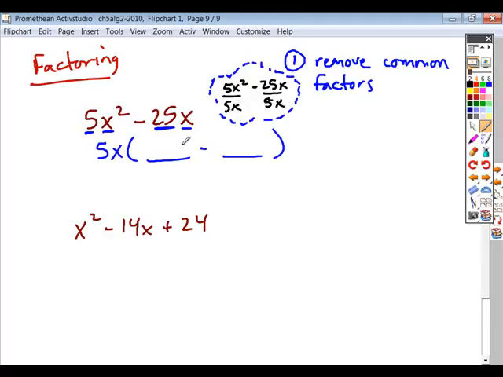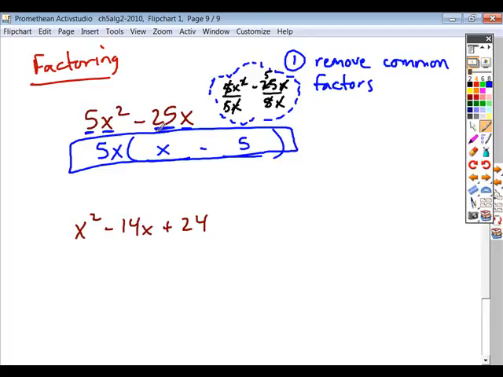So what's left in our first group here? The 5's cancel, one x cancels, so we're left with an x. And then what's left in our second group here? Again, the x's cancel, 5 goes into 25, leaving a 5. So we get 5x times the quantity x minus 5. So that would be the factored form by removing those common factors.